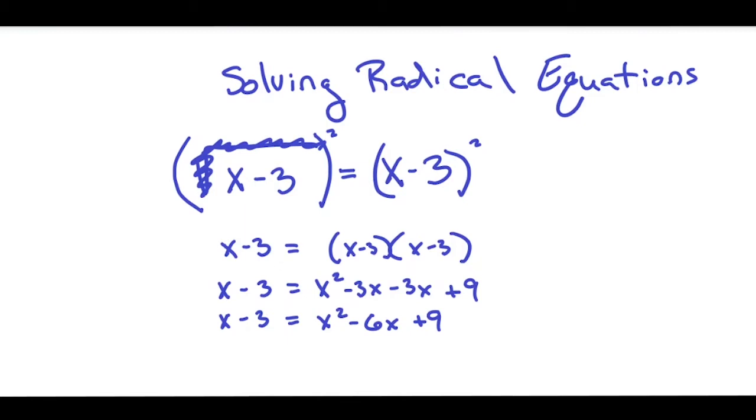And now I can add 3 to both sides, and also subtract x on both sides. That's going to leave me with x squared minus 7x plus 12 equals 0. Now I can factor.